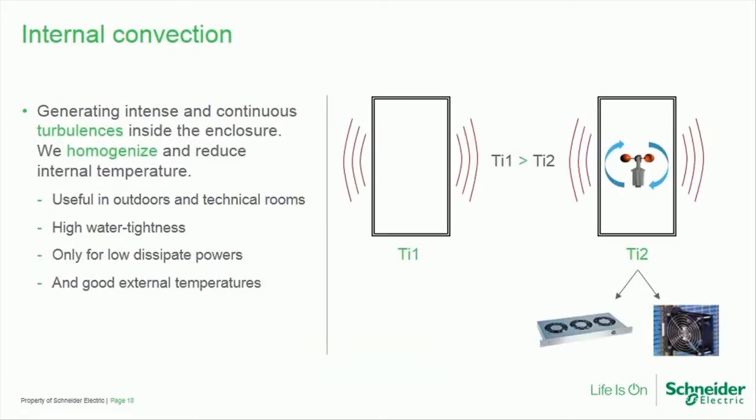Internal convection. Moving the air inside the enclosure makes it possible to homogenize the temperature and facilitate dissipation through the enclosure walls.